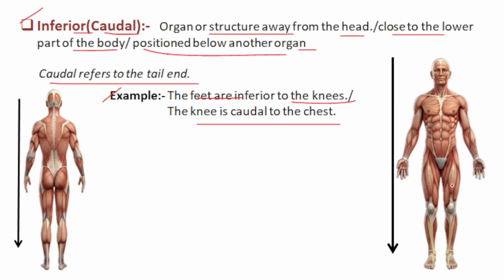You see that this is the chest and this is the knee. So the knee is present below the chest and this is the feet and this is the knee. So the feet is present below the knee. So the feet are inferior to the knee or caudal to the knees, or the knee is inferior or caudal to the chest. Then the next position is medial.